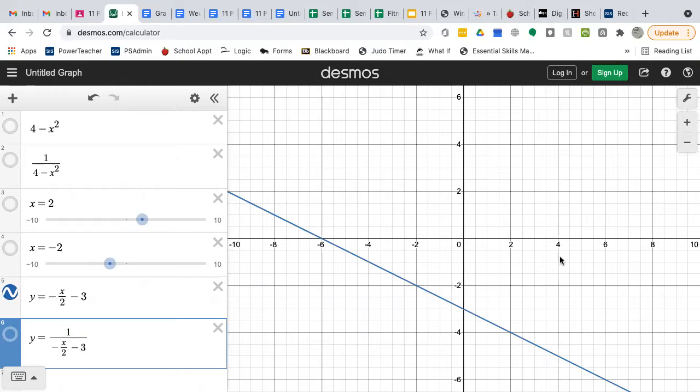Put it at the ones, put a mark there. Note where the 0 is. There's your vertical asymptote, and then just draw it in. Does that make sense? Am I making sense?